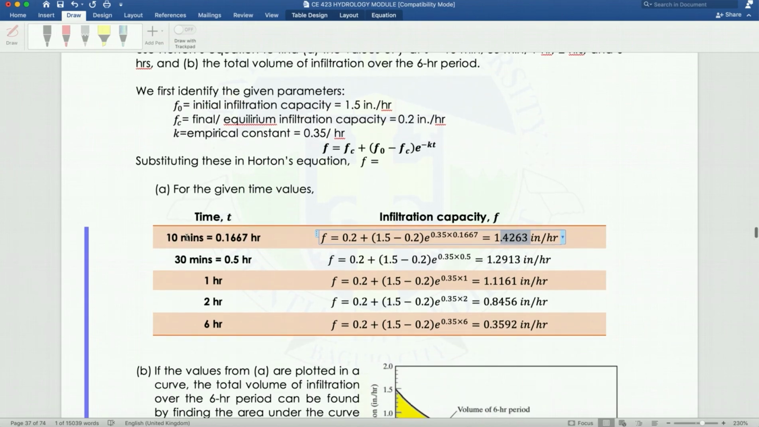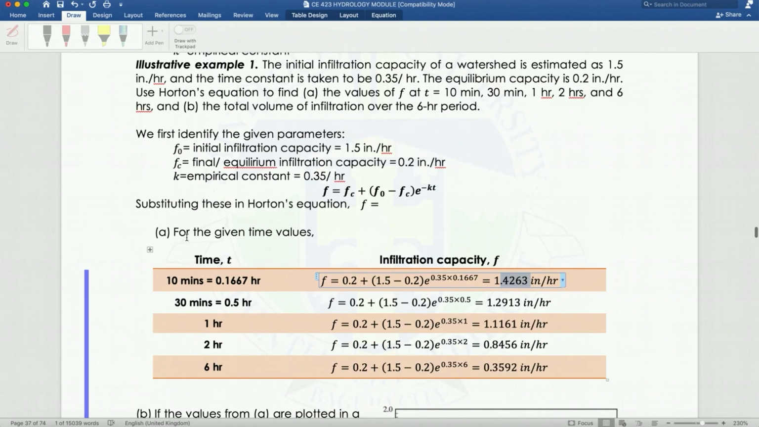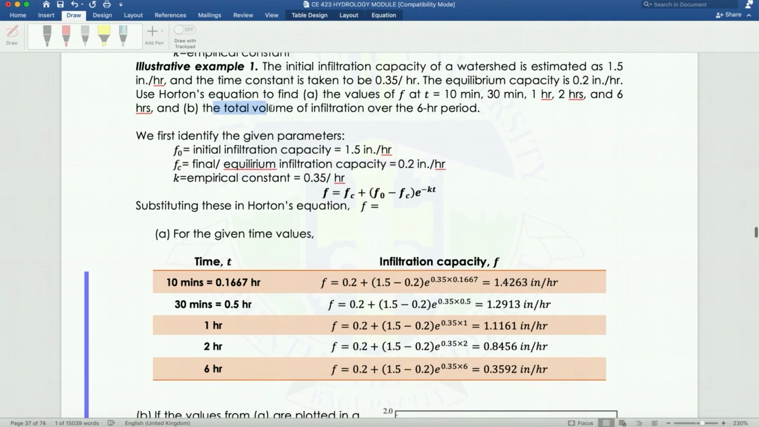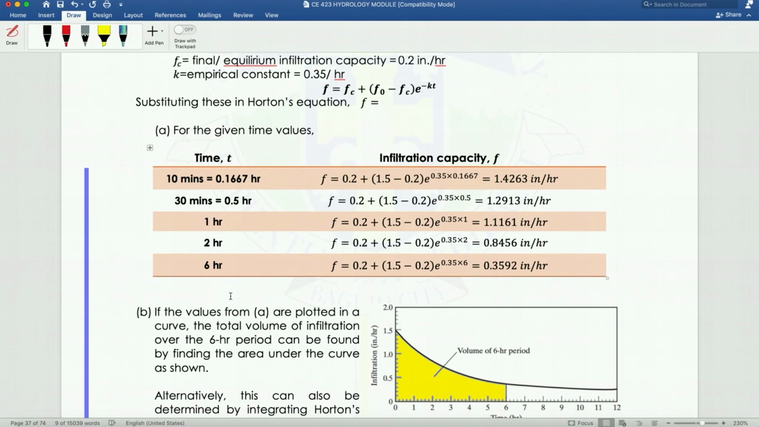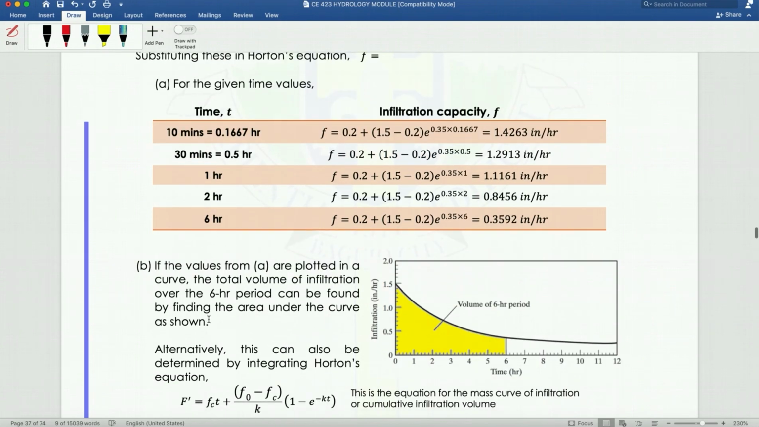Now, how about for letter B? So, for letter B, we need to determine the total volume of infiltration over the 6-hour period. So, what is the total volume of infiltration? Now, we can solve that in two methods. First, we have the graphical method, and next, we have the modified equation. Now, for graphical method, we are just going to plot. Along the y-axis, we have here the infiltration. Along the x-axis, we have here the time.